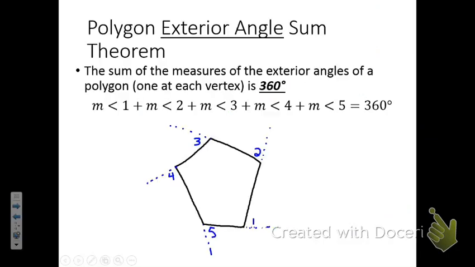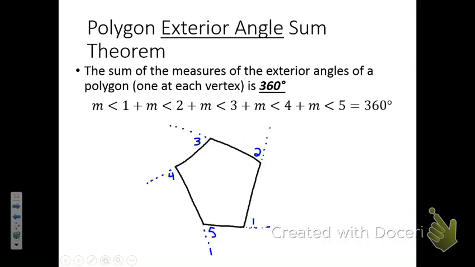Now, if we're talking about exterior angles, they're on the outside of my figure, okay? If I have an exterior angle, one at each vertex, it does not matter how many sides I have, whether I have 5 sides, 15 sides, or 50 sides, all of the exterior angles must add to 360 degrees.